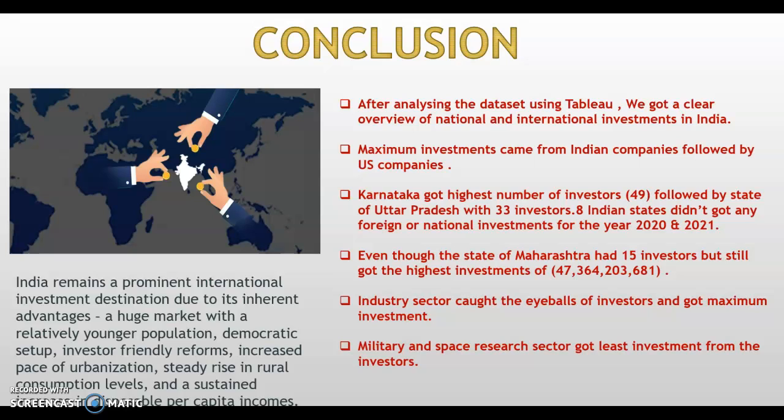Now, after our analysis, we came to a conclusion. After analyzing the data set using Tableau, we got a clear overview of national and international investments in India. Maximum investments came from Indian companies, followed by US companies, and Karnataka got the highest number of investors, which is 49, followed by the state of Uttar Pradesh with 33 investors, and 8 Indian states didn't get any foreign or national investments for the years 2020 and 2021. Even though the state of Maharashtra had 15 investors, they still got the highest investments.